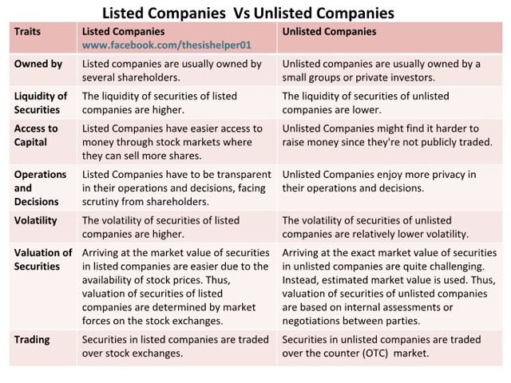Listed companies have to be transparent in their operations and decisions, facing scrutiny from shareholders. Whereas, unlisted companies enjoy more privacy in their operations and decisions. The volatility of securities of listed companies is higher, whereas the volatility of securities of unlisted companies is relatively lower. Arriving at the market value of securities in listed companies is easier due to the availability of stock prices.